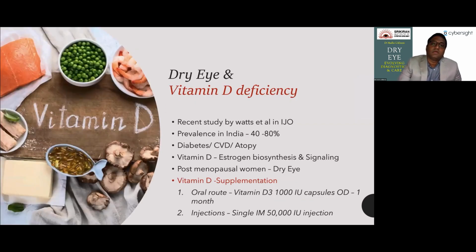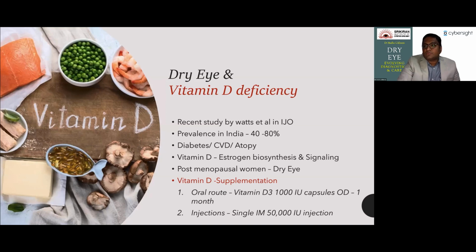Next, somebody asked me about the association between dry eye and vitamin D deficiency. I think it is a very recent study published by Watts et al. in IJO. Vitamin D deficiency in India is somewhere between 40 to 80%. It is also associated with diabetes, CVD, and atopy, again a risk factor for dry eye. Vitamin D deficiency has a very important role in estrogen biosynthesis and signaling, and especially in postmenopausal women, where estrogen comes down, the dry eye becomes more evident. This can be attributed to it.